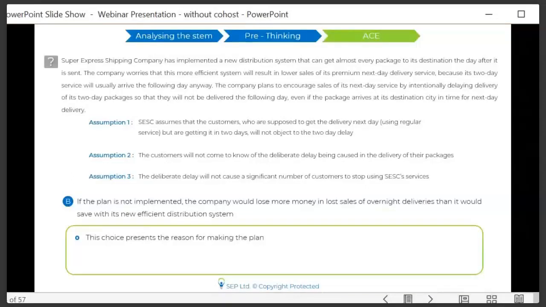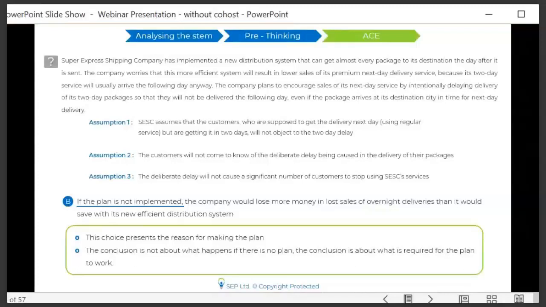But our question stem was asking us, the plan assumes that, okay? So this choice states if the plan is not implemented, all right? So we have to remember that the conclusion is not about what happens if the plan is not implemented. The conclusion is about what is required for the plan to work. Therefore, this choice is out of scope. All right? Understand the difference. This choice talks about a scenario when the plan is not implemented. But our assumption has to be when we are talking about the plan being successful. Okay? What is the assumption made while making the plan?